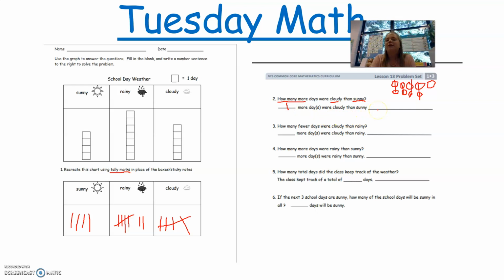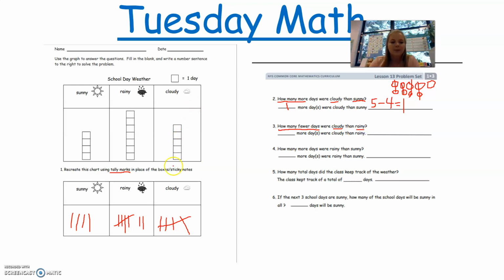On this line, I'm going to write the subtraction sentence that goes with it. So I'm going to start with my bigger number, 1, 2, 3, 4, 5. And then I'm going to take away 1, 2, 3, 4. And what do I have left over? We already decided it was 1. Perfect. Okay? This one says, how many fewer days were cloudy than rainy?